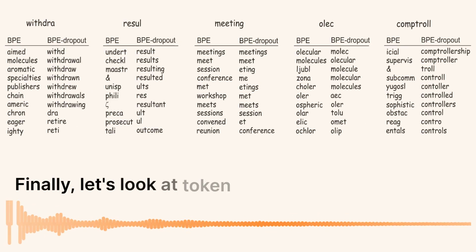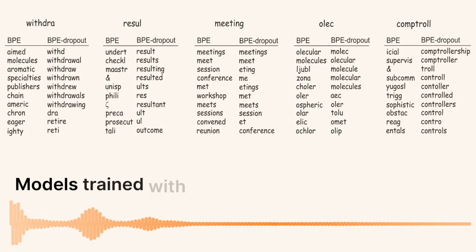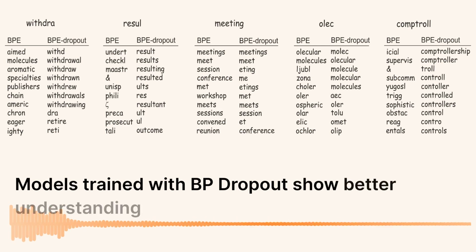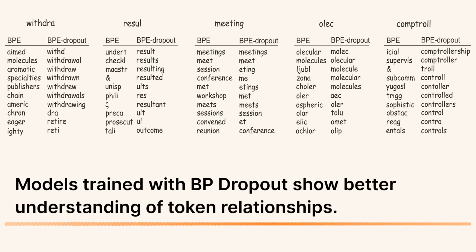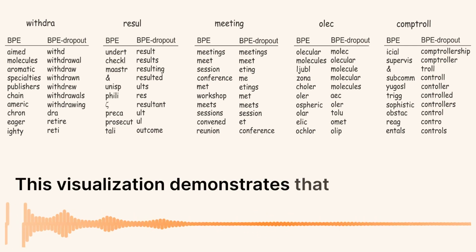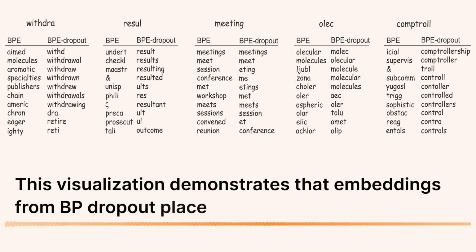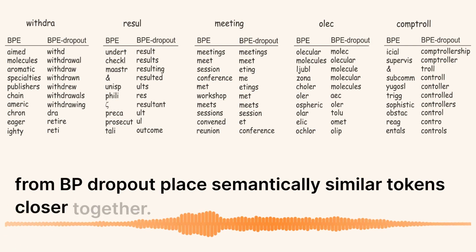Finally, let's look at token embeddings. Models trained with BPE dropout show better understanding of token relationships. This visualization demonstrates that embeddings from BPE dropout place semantically similar tokens closer together.